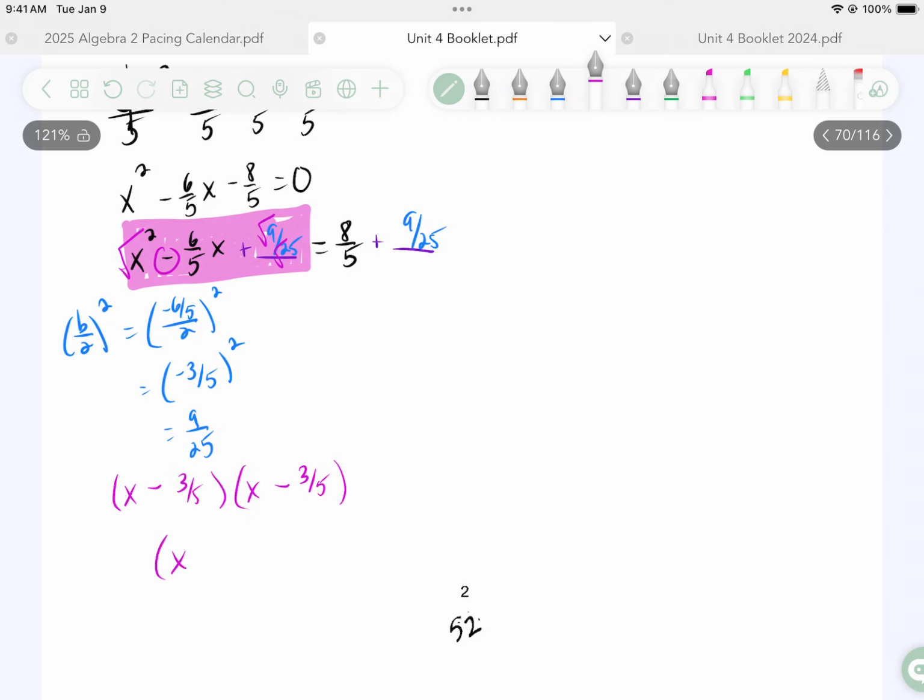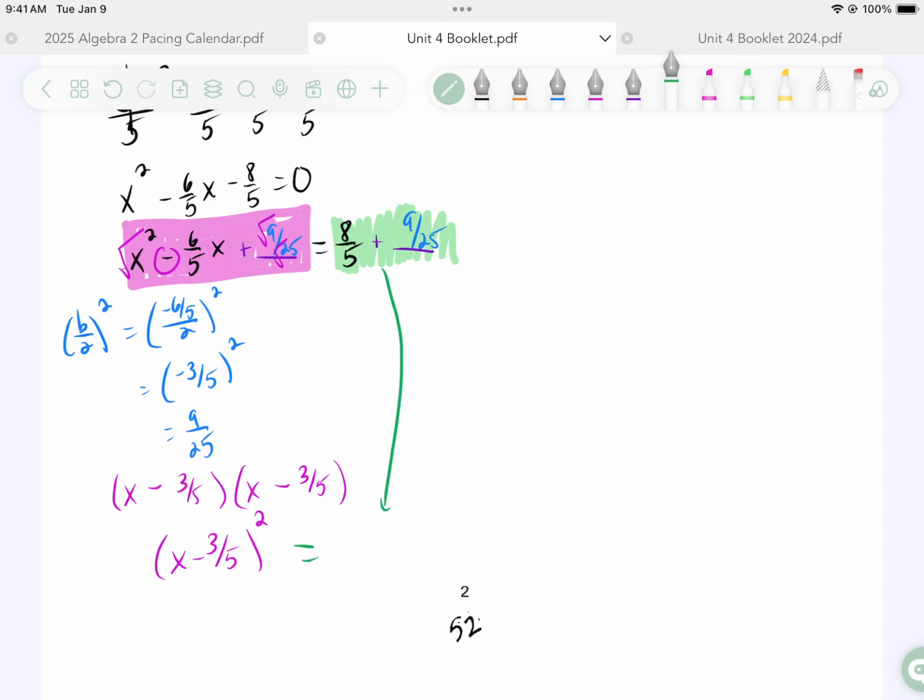And we know we can write that as one single set of parentheses raised to the second power. Now, take your calculator, type this part in. And again, if it gives you a decimal, make sure you hit math, enter, enter. So when you do that, you should get 49 over 25. And now we just solve. So take the square root of both sides. When you take the square root of 49 over 25, you get plus or minus 7/5.